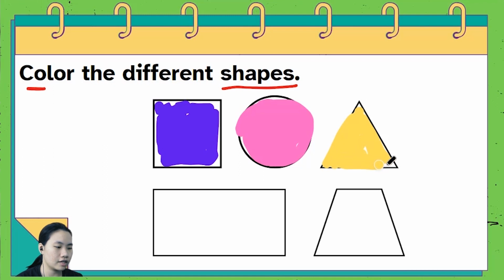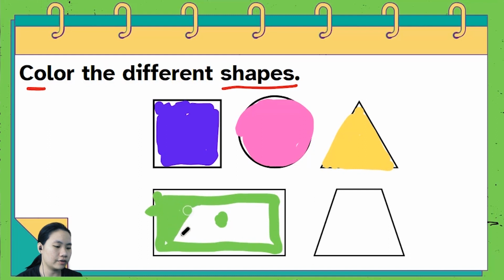Triangle, okay. The triangle is yellow. I'm going to pick green next. What do you think is the name of this shape? It is a rectangle, okay? Rectangle. There we go. We have a green rectangle.